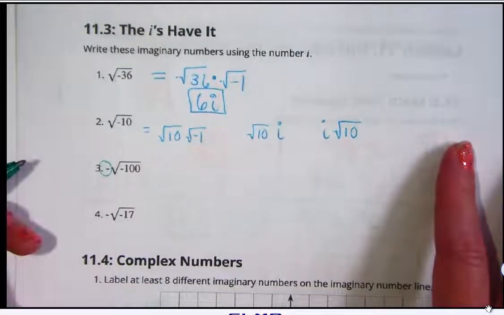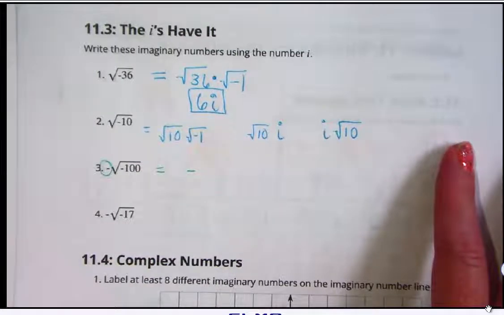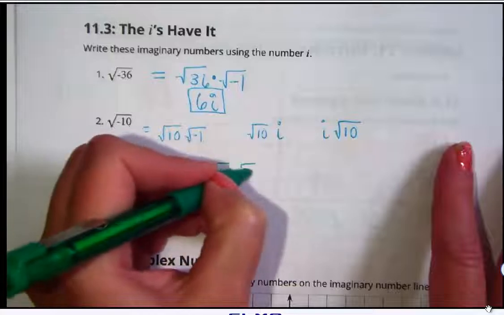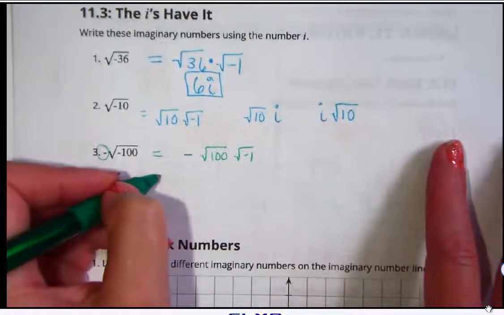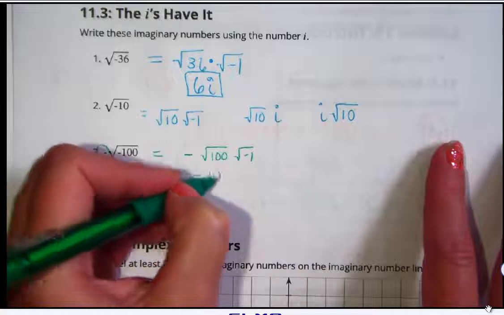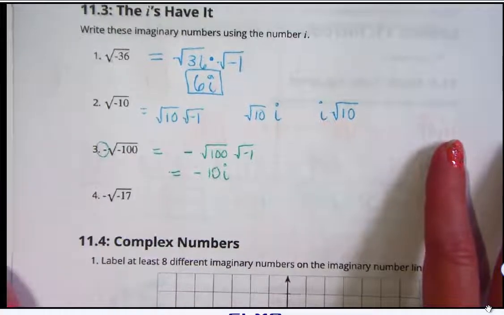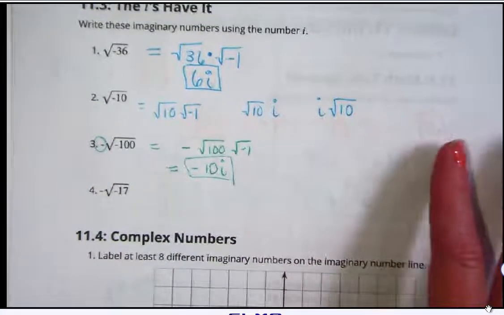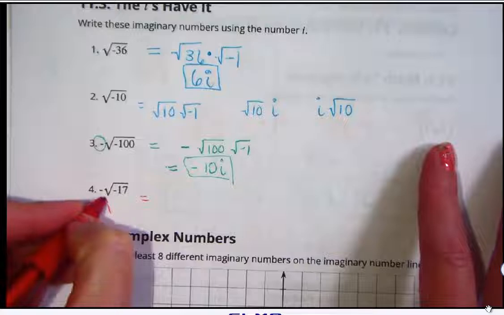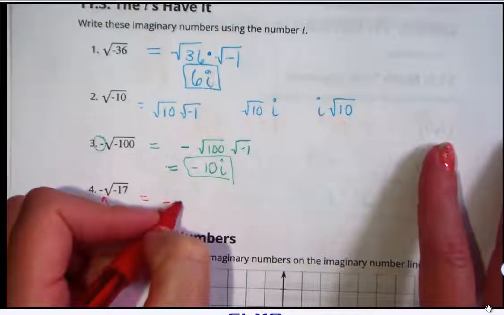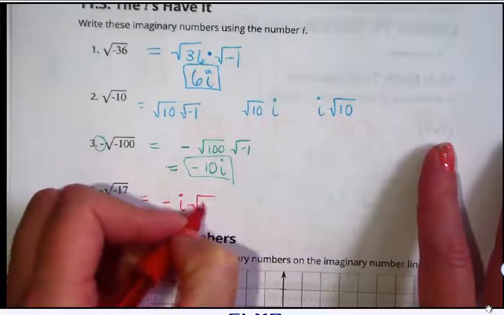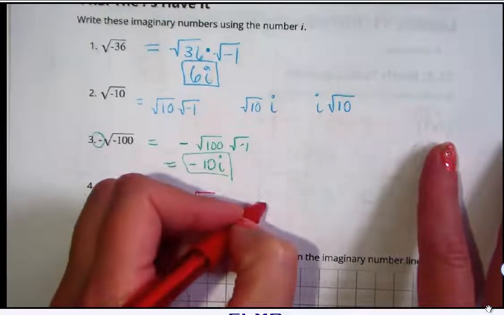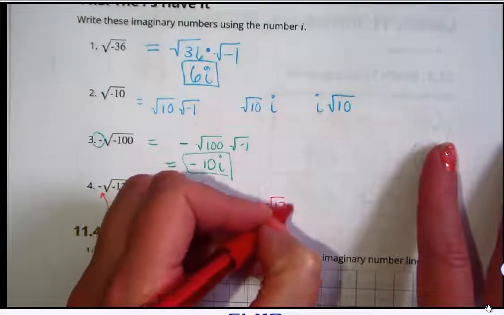Now this one does have the negative sign in front, so I need to make sure I keep my answer as a negative. Square root of 100, square root of negative 1. Maybe your brain is already starting to speed this up to find negative 10i. And last but not least, again with a negative in front, negative, square root 17, because that's not an exact number, or negative root 17i.